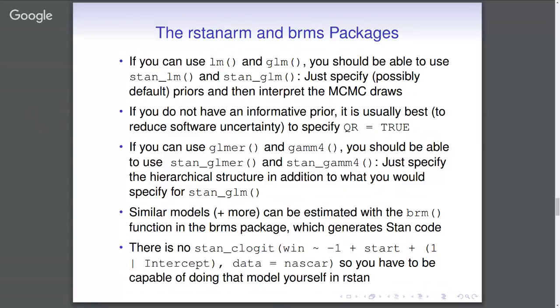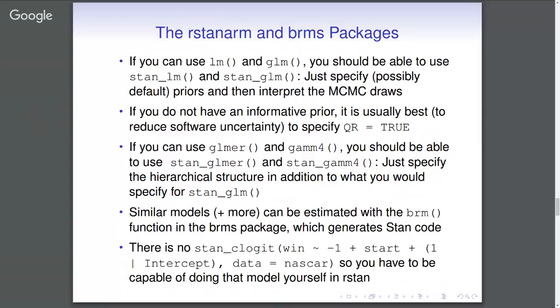Remember, if you don't have an informative prior on the coefficients, it's usually best to specify the non-default argument QR equal TRUE. That will reduce the software uncertainty, make it easier for Stan to draw efficiently from these posterior distributions, and less likely to get stuck if you have two parameters that are really highly correlated, etc.